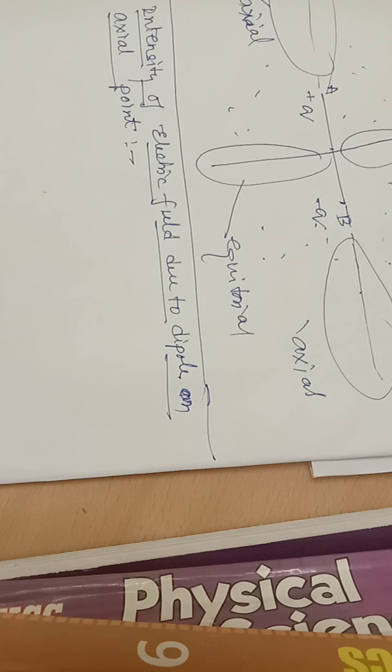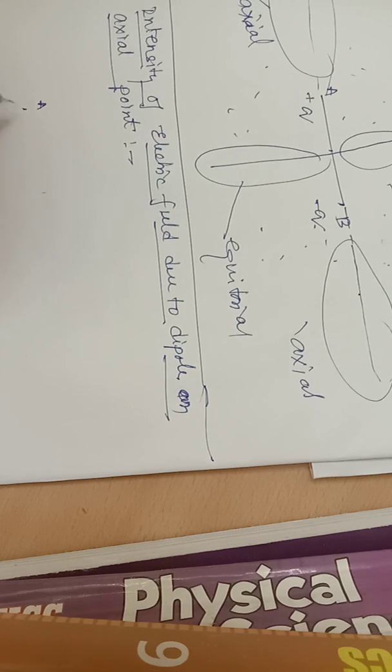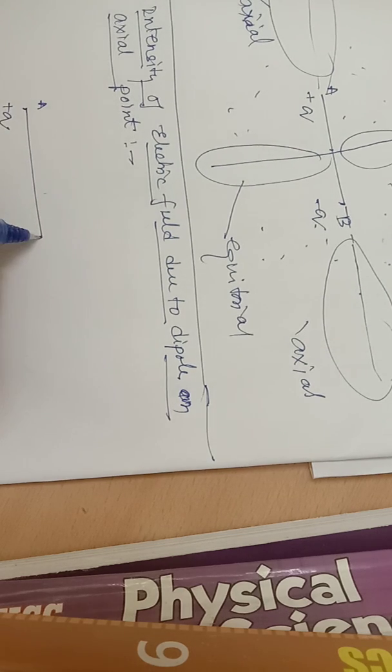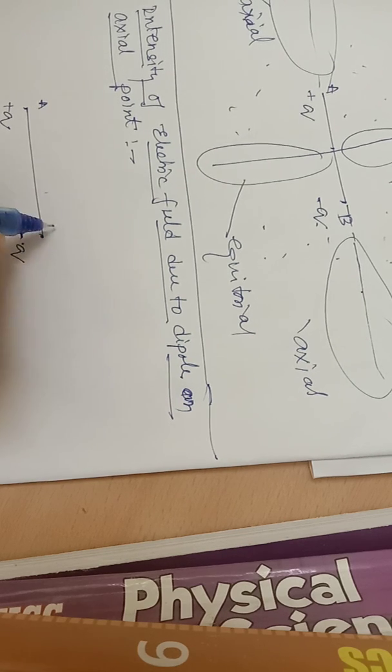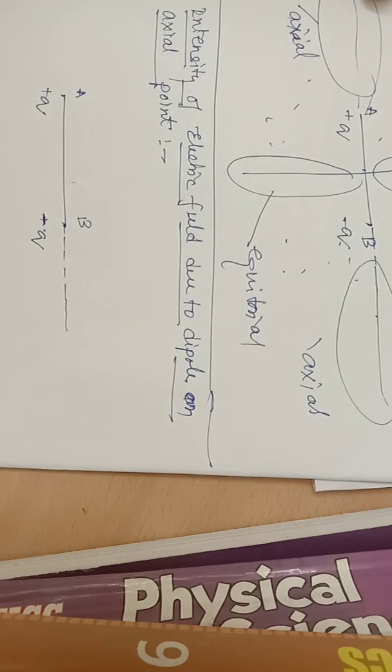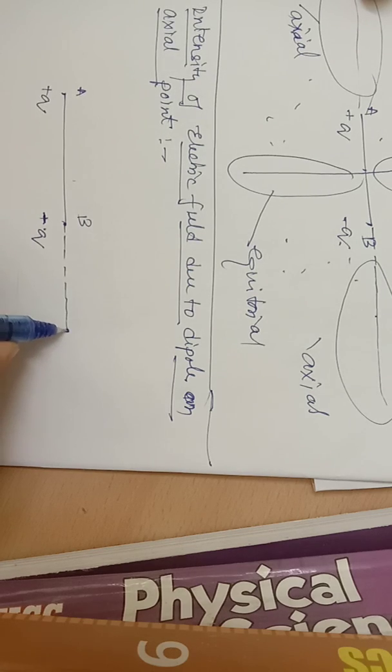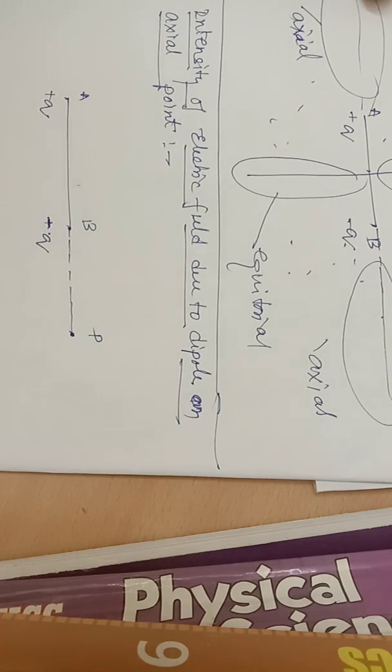Okay, so first of all we need to understand, we first draw the diagram. This is A, the plus q charge is here, and the other one is B, the minus q charge is here. We are talking about the axial point, so this will be the axis of the dipole. Suppose the point is here, P. This is the point where we need to observe the electric field intensity.